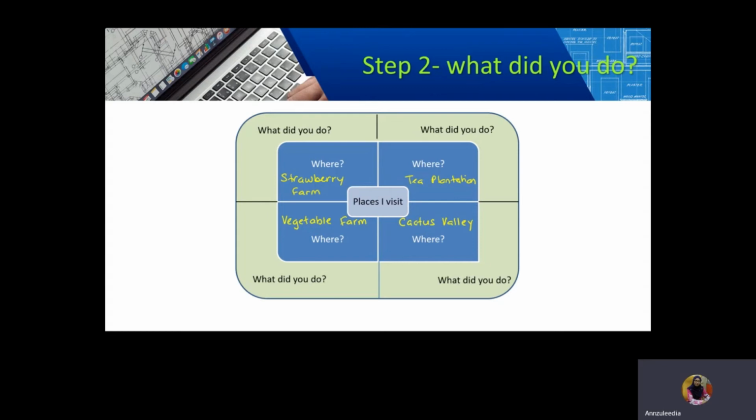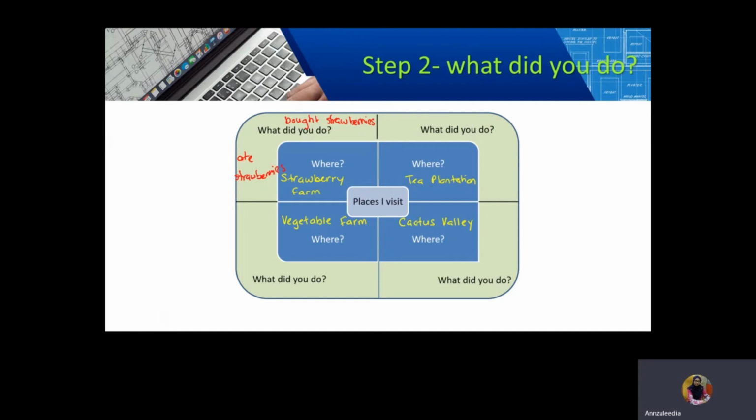Okay, so if square 1, you ask the question, where did you go? Step 2 is asking this question, what did you do? Okay, all right. So we answer the questions. What did you do? So at the strawberry farm, what did you do? So we can say we ate strawberries. Okay, ate strawberries. We bought strawberries. Okay, at least give two activities, right?